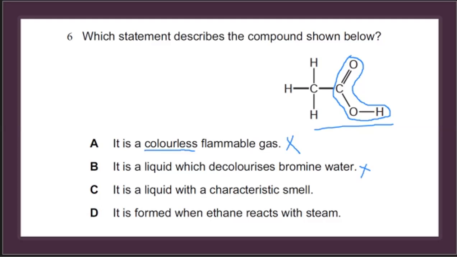It is a liquid with a characteristic smell. Yes, it is a liquid and it has a pungent scent. It is formed when ethane reacts with steam. No, when an alkane reacts with steam, that will not give you this. If this was an alcohol undergoing oxidation, you would have the formation of that acid, but this here will not form that acid. If it was an alkene reacting with steam to give you the alcohol that undergoes oxidation, then yes, that would have been the answer. So the answer is C as in cat.